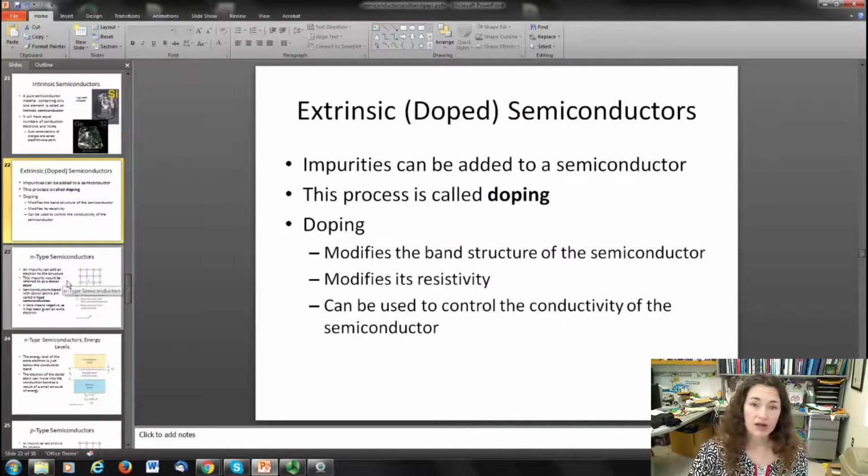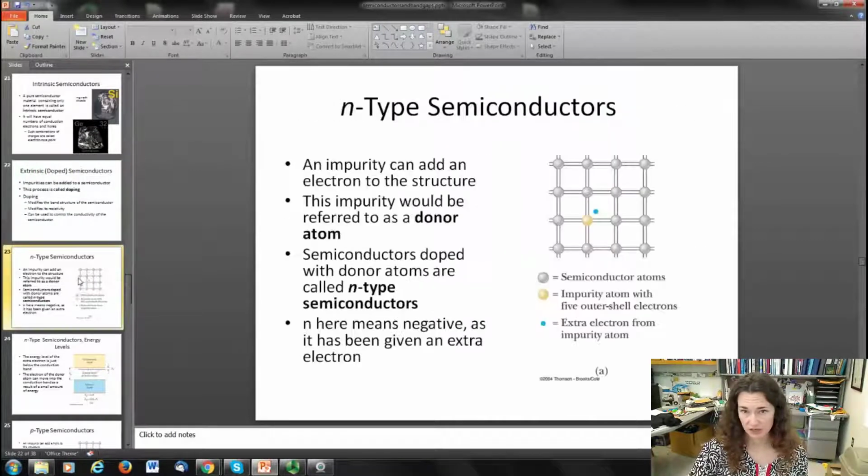Now there's two kinds of extrinsic or doped semiconductors, and that's N-type and P-type semiconductors. In N-type semiconductors, what you do is you add an impurity which adds an electron to the structure. N stands for negative. So the impurity would be referred to as a donor atom. And semiconductors doped with donor atoms are N-type semiconductors, N meaning negative, as it's been given an extra electron.